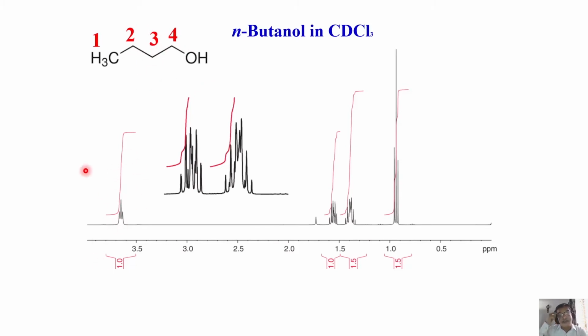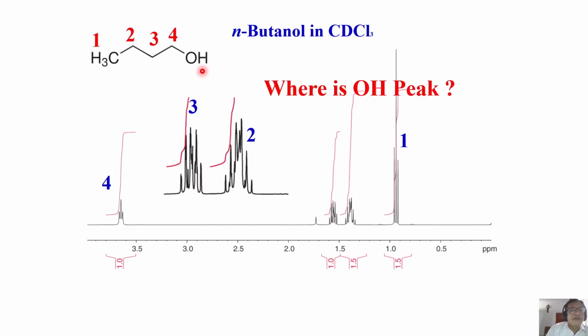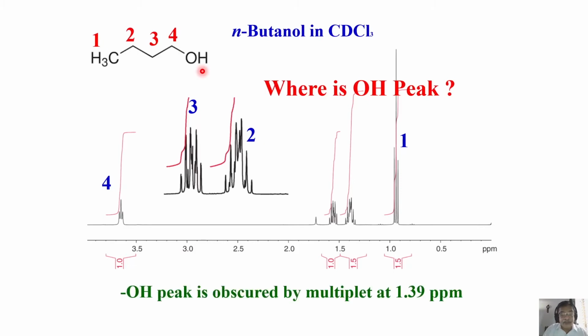Now my question is, we have 5 groups of protons including OH. Where did that OH go? I assign this 1, 4, 2, 3. Now the question is, where is OH? It must be there somewhere in the spectrum. Sometimes what happens, the OH peak is obscured by the multiplet at 1.39 ppm. What is that multiplet at 1.39? This one. See, OH is hidden here.